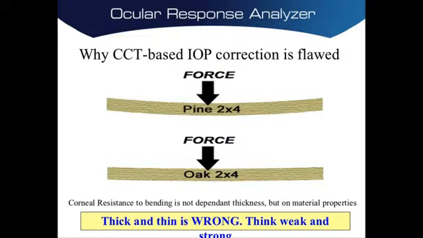Basically, the reason is because the thickness of the cornea is not a surrogate for its resistance characteristics. And corneal resistance to bending is really what affects a tonometer. A tonometer at the end of the day is just a force gauge, and it's trying to measure the force required to flatten this surface. So I like to encourage people to say, think weak and strong, not thick and thin.